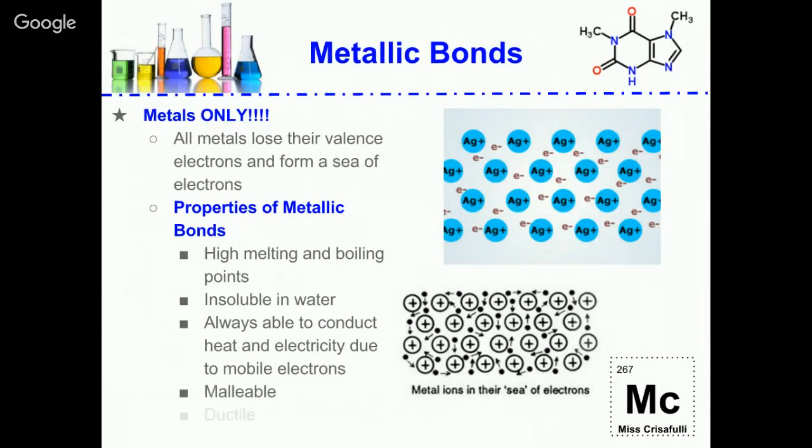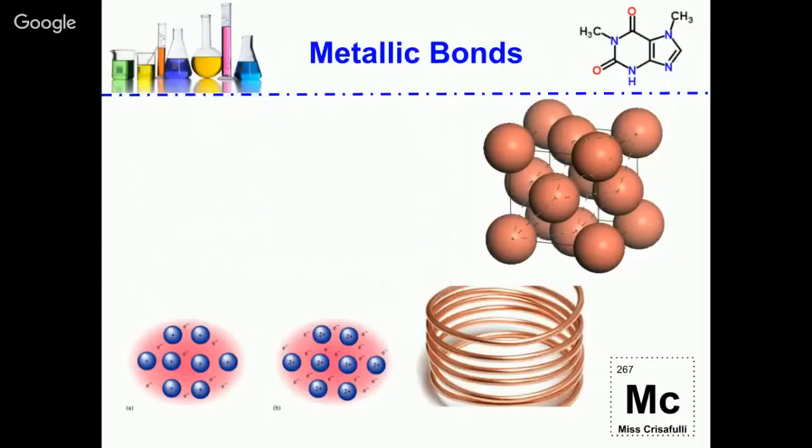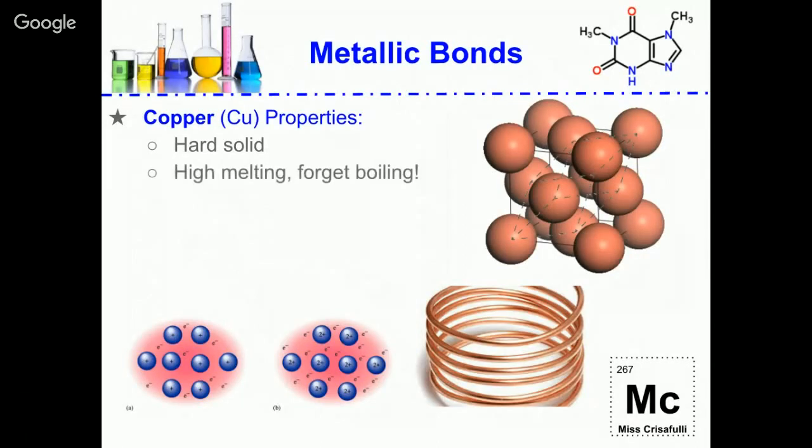And they're also malleable and ductile. Remember, malleable is being able to be bent into a shape, and ductile is being able to be drawn into a wire. So an example of metallic bond would be copper. Copper is a hard solid. It has a high melting point, and you can't even try and boil it. It's malleable, it's ductile, and it's a conductor, and it's also insoluble.